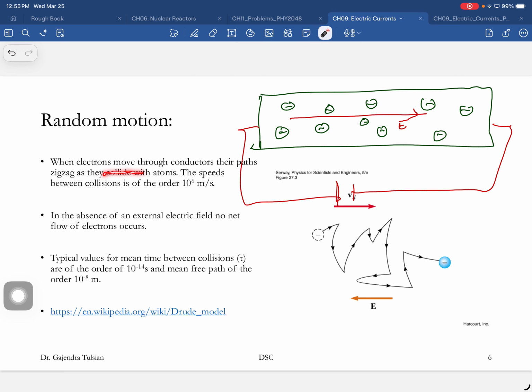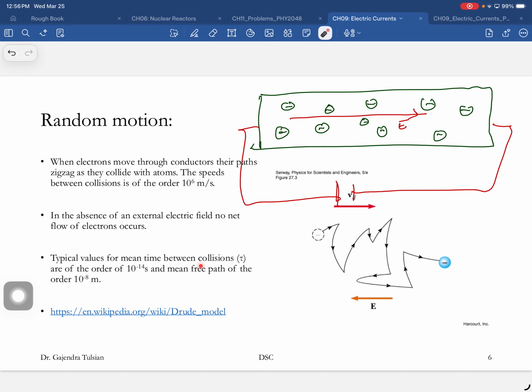So when electrons move through conductors, their path zigzags and they collide with atoms. The speed between collisions is 1,000,000 meters per second, which is 1,000 kilometers a second. In the absence of an electric field, when you don't connect a battery, those electrons go nowhere on the average. This is when you connect a battery and you've established an electric field. There's a drift speed there. So this is 1,000 kilometers a second, and this speed on the average is about a millimeter a second.